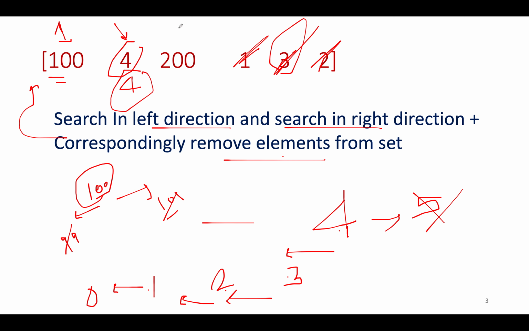Let's continue the process. Next we have 200, and I'll move in both directions, forward and negative. In the forward direction, the next element is 201. In the backward direction, the previous element is 199. Both of them don't exist in the set, so I'll stop the process.